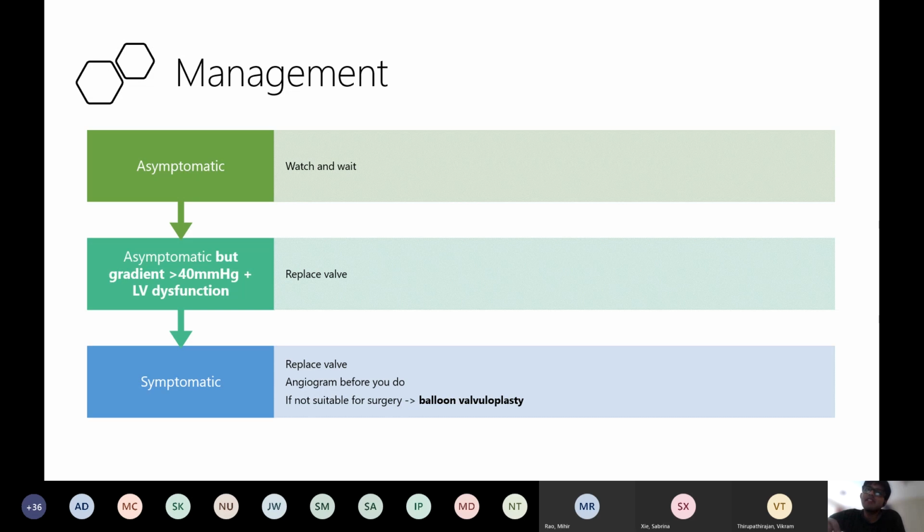Yeah, you echo them. You check if the gradient, the pressure gradient across the valve is above 40. If it is above 40 and they have left ventricular dysfunction, you're going to want to do a valve replacement. If they're symptomatic, you're going to want to do a valve replacement. So what's the gold standard when we replace valves?